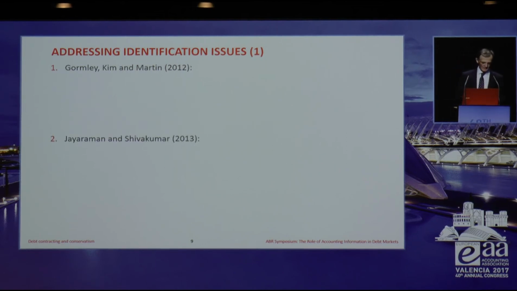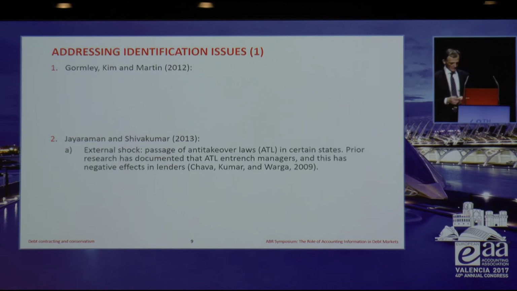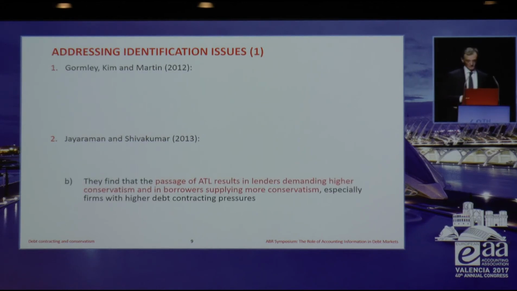The second piece is by Jayaraman and Shiva Kumar. Here the shock is the passage of anti-takeover laws in certain states in the United States. Okay? Prior research has documented that ATLs entrench managers, and this is a bad thing. And also research has documented that it has negative effects on lenders. So it's expected that in the affected states, lenders are going to demand more conservatism. And again, this is what they find. Okay, and they find that the borrowers supply more conservatism, and especially firms with higher debt contracting pressures.